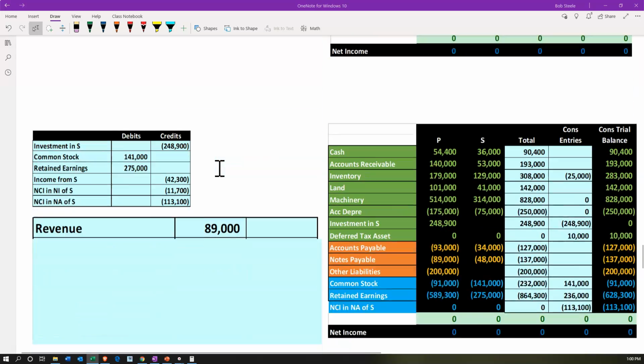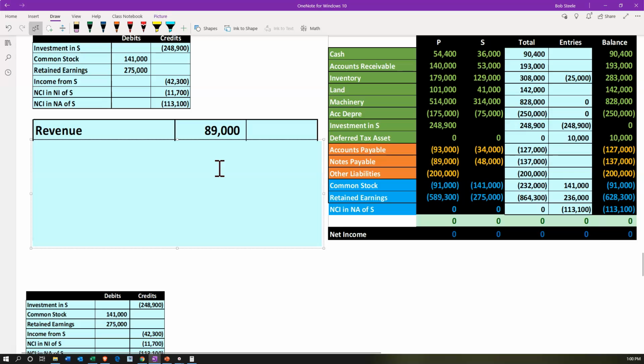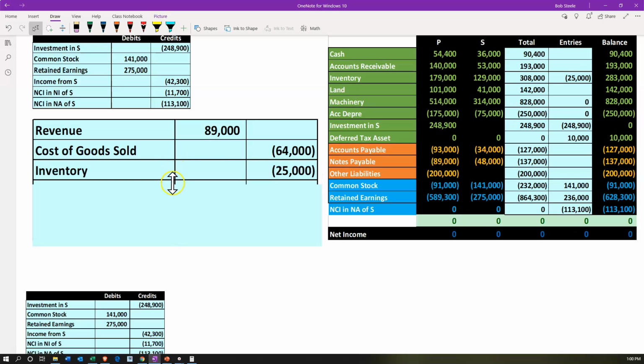So scrolling back down, there's the revenue. Revenue's on the books as a, and note, we don't have the revenue accounts down here on the trial balance because we're going to post that to the retained earnings, but revenue would be on the books as a credit. So we're going to debit it. We've got the cost of goods sold, which would be on the books as a debit. So we're going to credit it. And then we've got the inventory, which is going to be up top here. And we're going to basically reduce it by the 25,000.